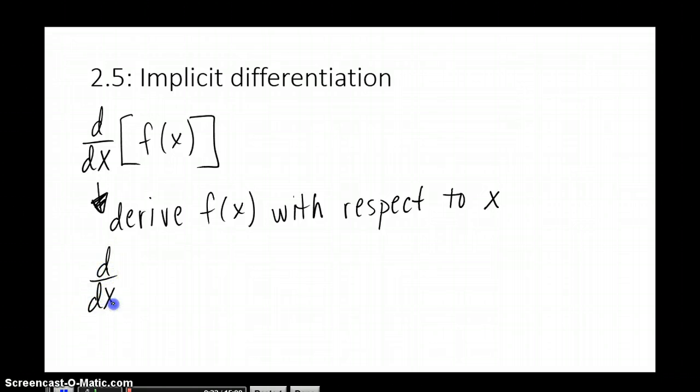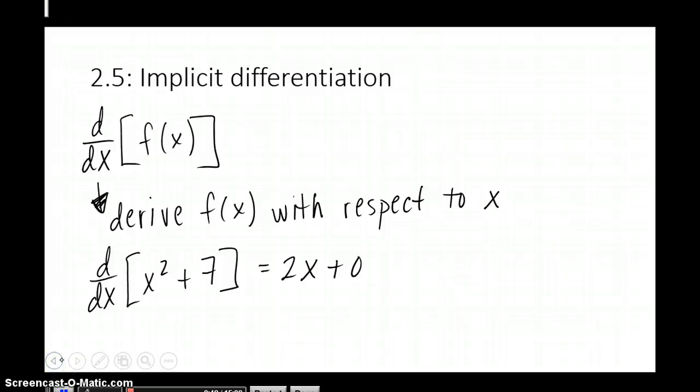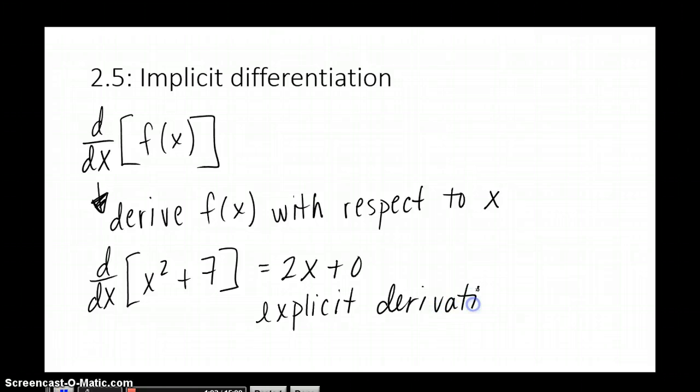So if I look at the derivative of x squared plus 7, I'm going to apply my derivative rules to this function. I use my power rule to derive x squared, and I know that that's 2x, and the derivative of any constant is just 0. Okay, so implicit differentiation. What this would be is an explicit derivative. It means my function is completely in terms of x. I apply my rule, and I have my derivative as 2x.